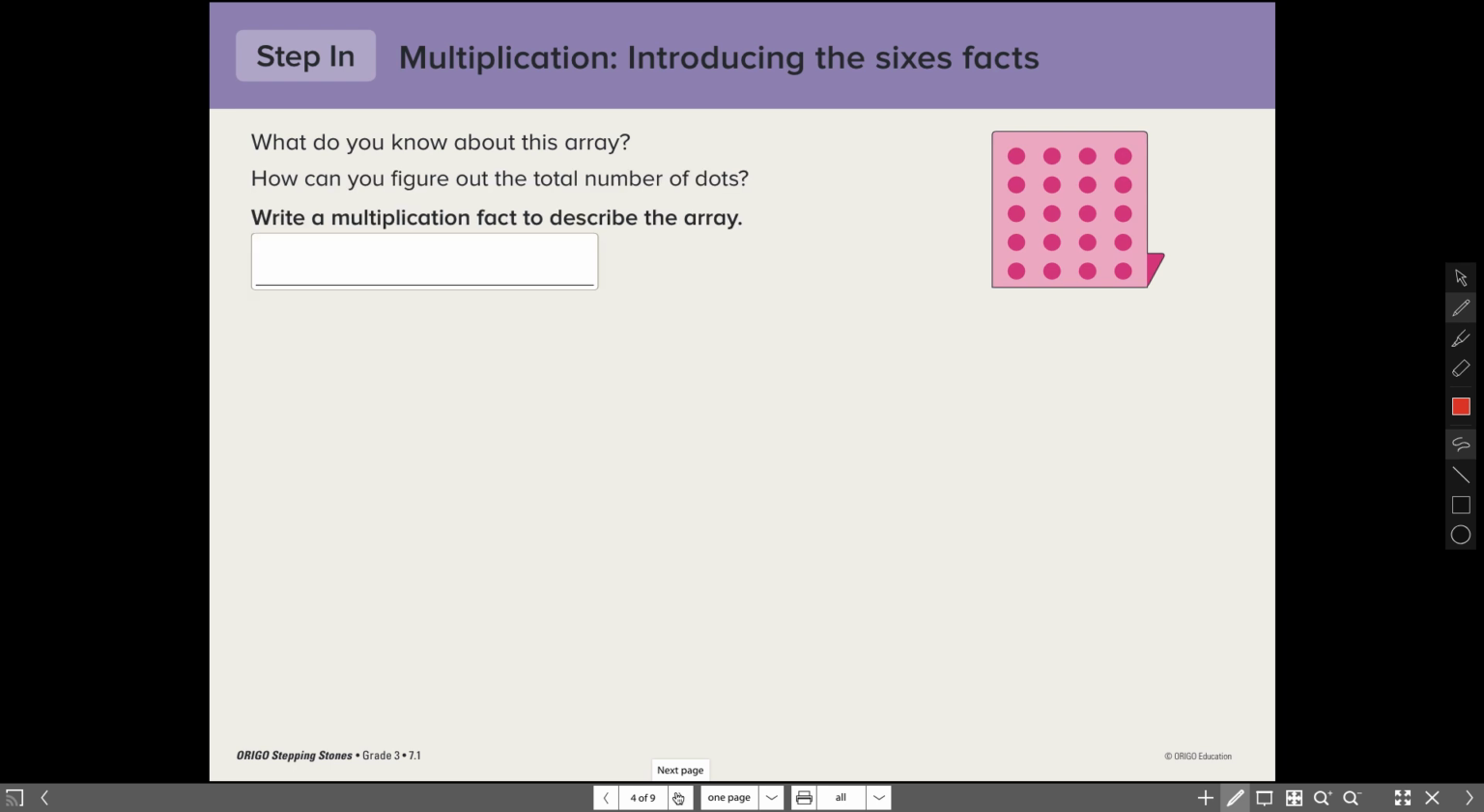Okay, what multiplication fact can I write to describe that array? Andy? How many rows? 5 times 4 equals 20. Nice job.